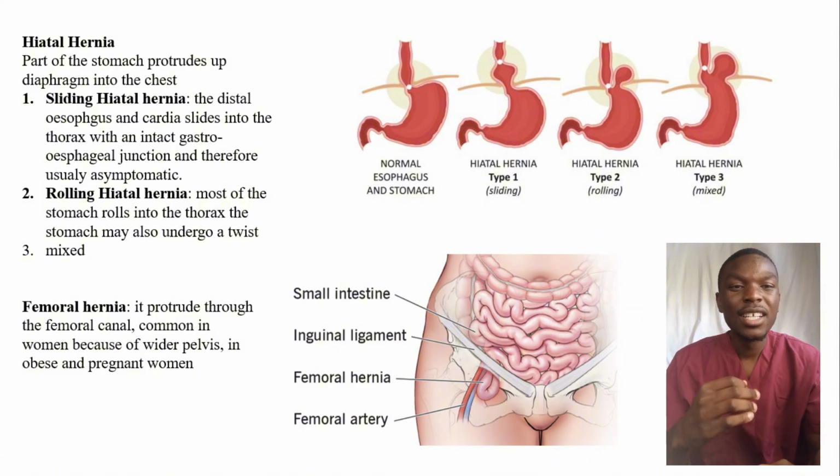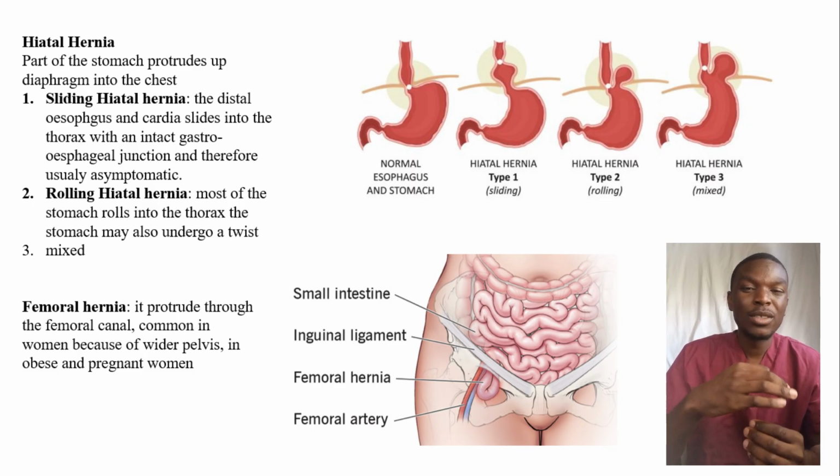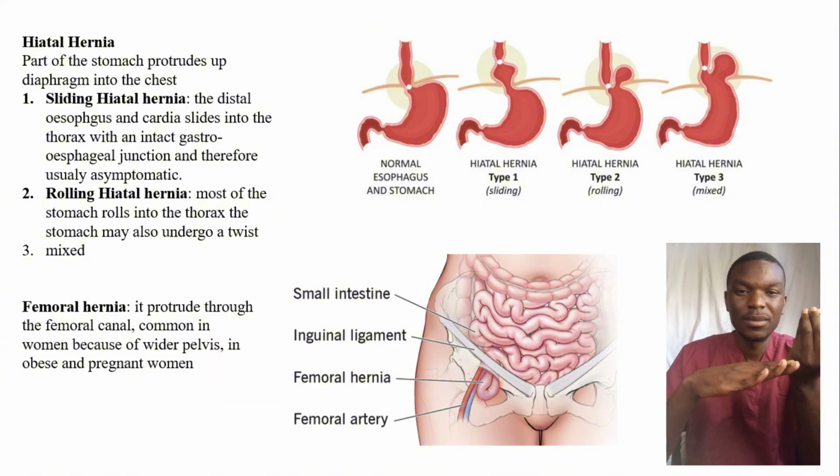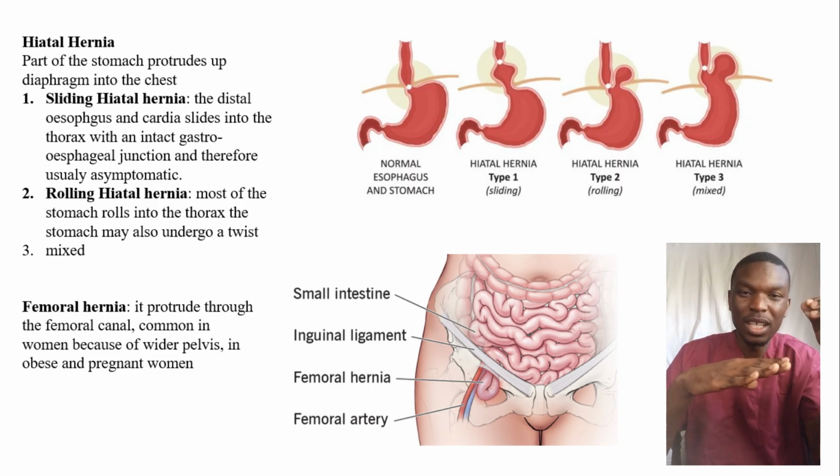And then in the sliding hiatal hernia, the distal part of the esophagus does not slide up, it is intact, but part of the stomach protrudes out into the thorax. And then a mixed type, where both the distal part of the esophagus and part of the stomach protrude into the chest or the thorax.